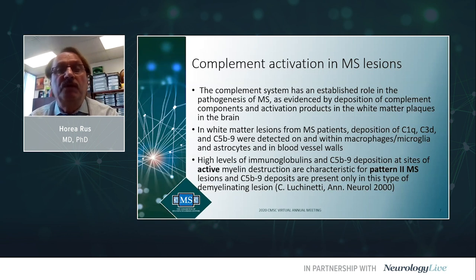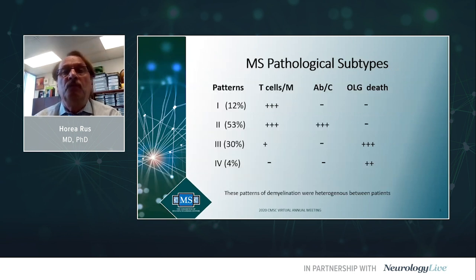pattern 2 MS lesions. And we're going to discuss further the patterns of MS as described by Claudia Lucchinetti and her co-workers. The initial description introduced 4 patterns of pathological types. Pattern 1 and 2 have both T cells and macrophages.